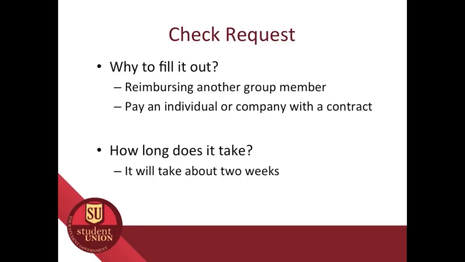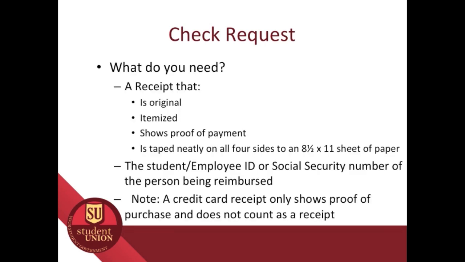The check request is used anytime you need to reimburse someone for group expenses they paid for out of pocket or to make a payment to an individual or company for services with a contract or an invoice. Anytime you use a check request, you will be required to submit additional documentation along with your expense request form. For a reimbursement, you will need to submit a receipt that meets all of these 3 criteria. The receipt must be original, itemized, and show proof of payment. We also ask that you tape the receipt onto a separate 8.5 by 11 sheet of paper and tape it on all 4 sides. Attach that sheet to your expense request form.